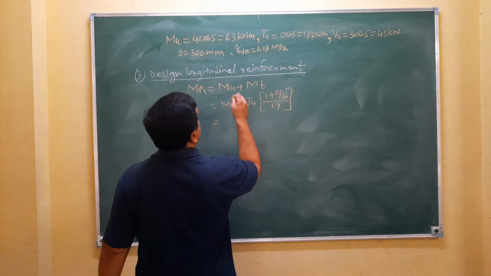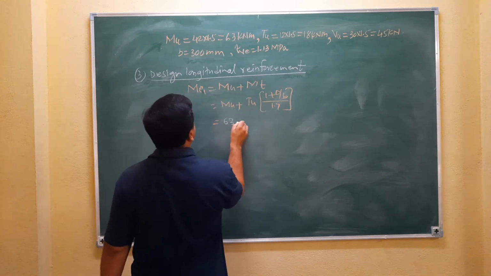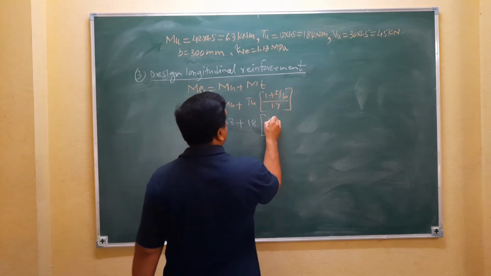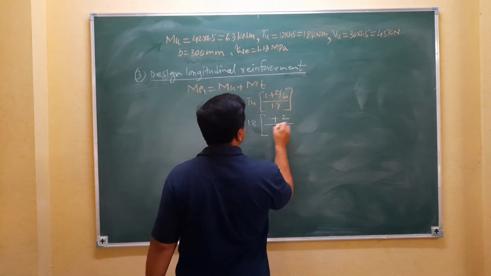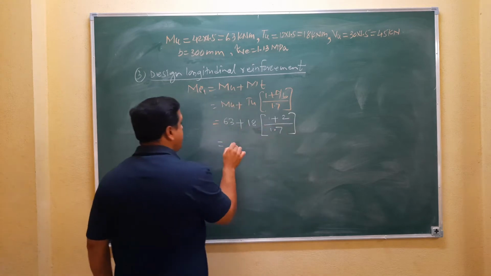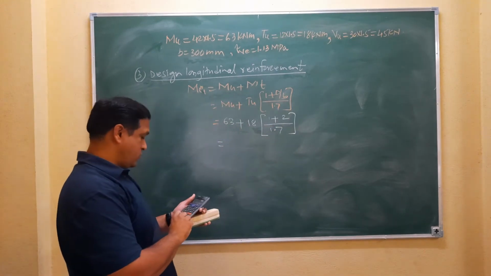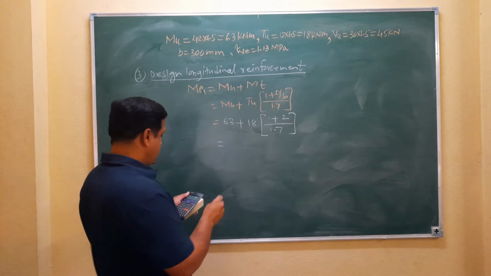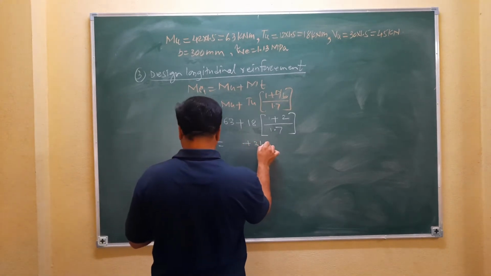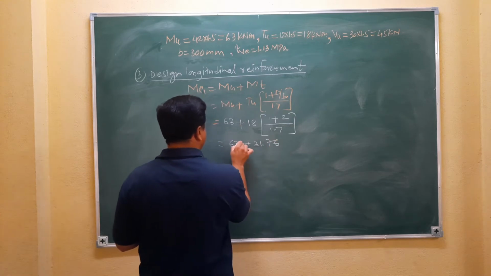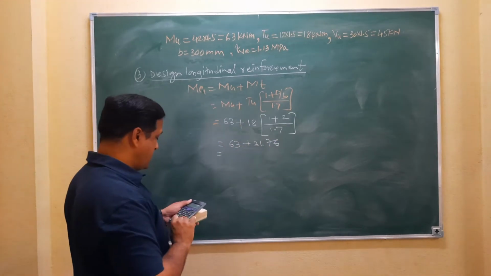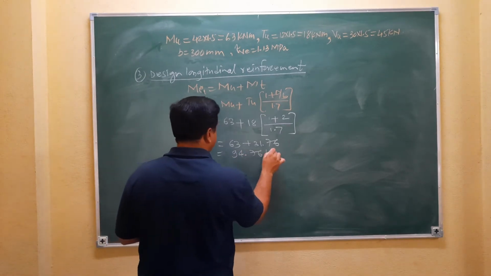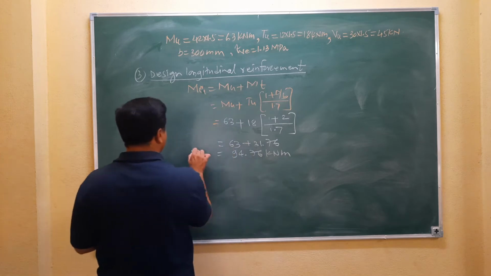What is the MU? MU is 63, TU is 18. Okay, 1 plus, we know the D by B ratio is 2.1.7. So 3 divided by 1.7 into 18, so this is 31.76. This is 63. If you add this, we get the value 94.76 kilonewton meter. So this is the ME1.